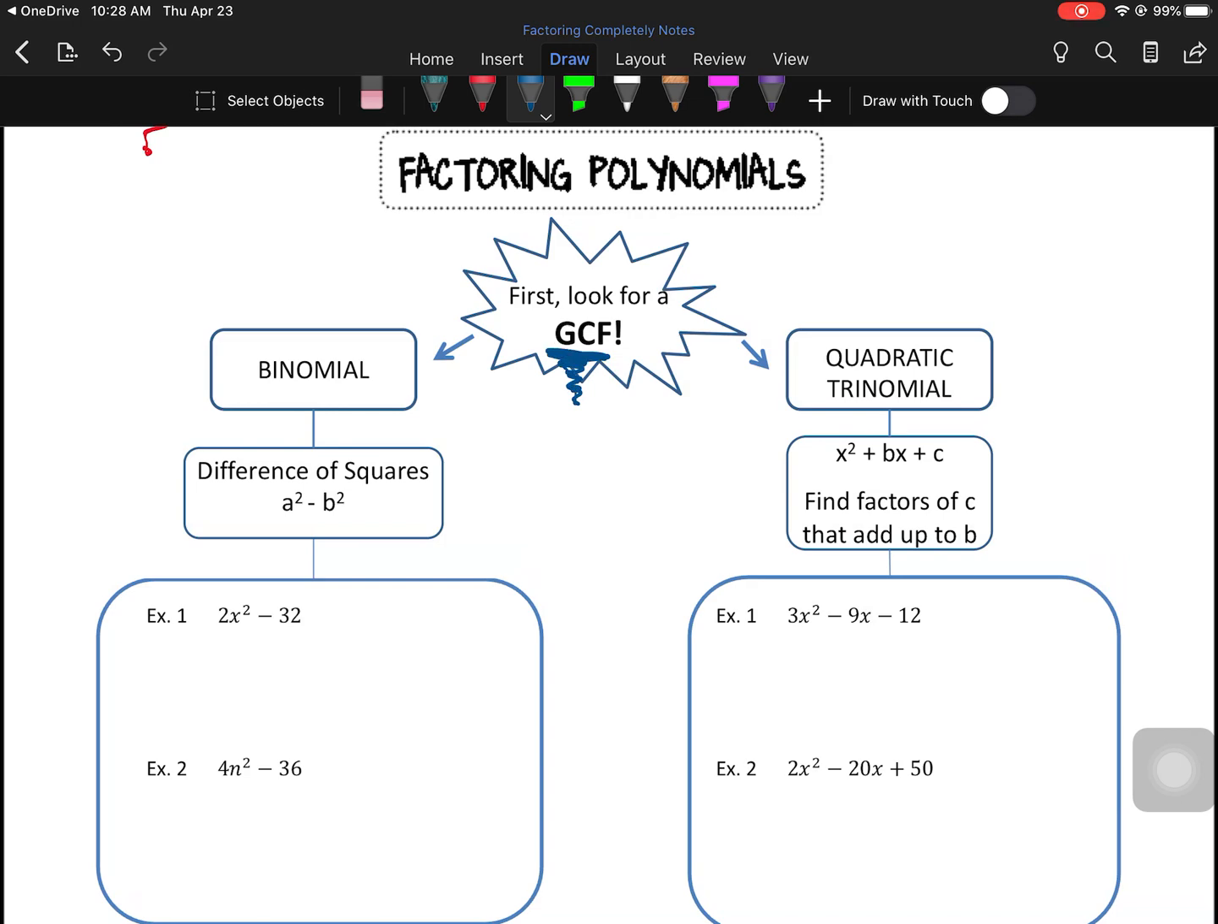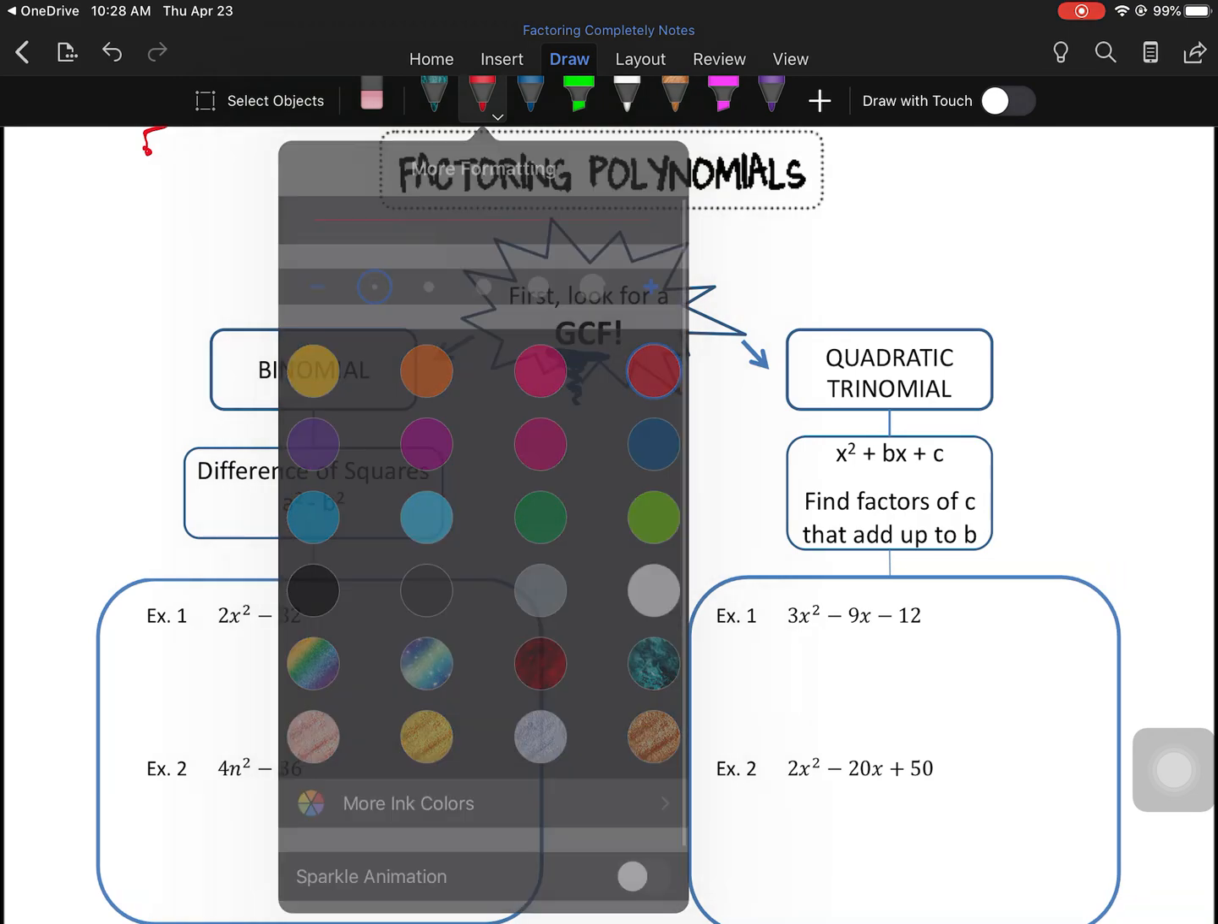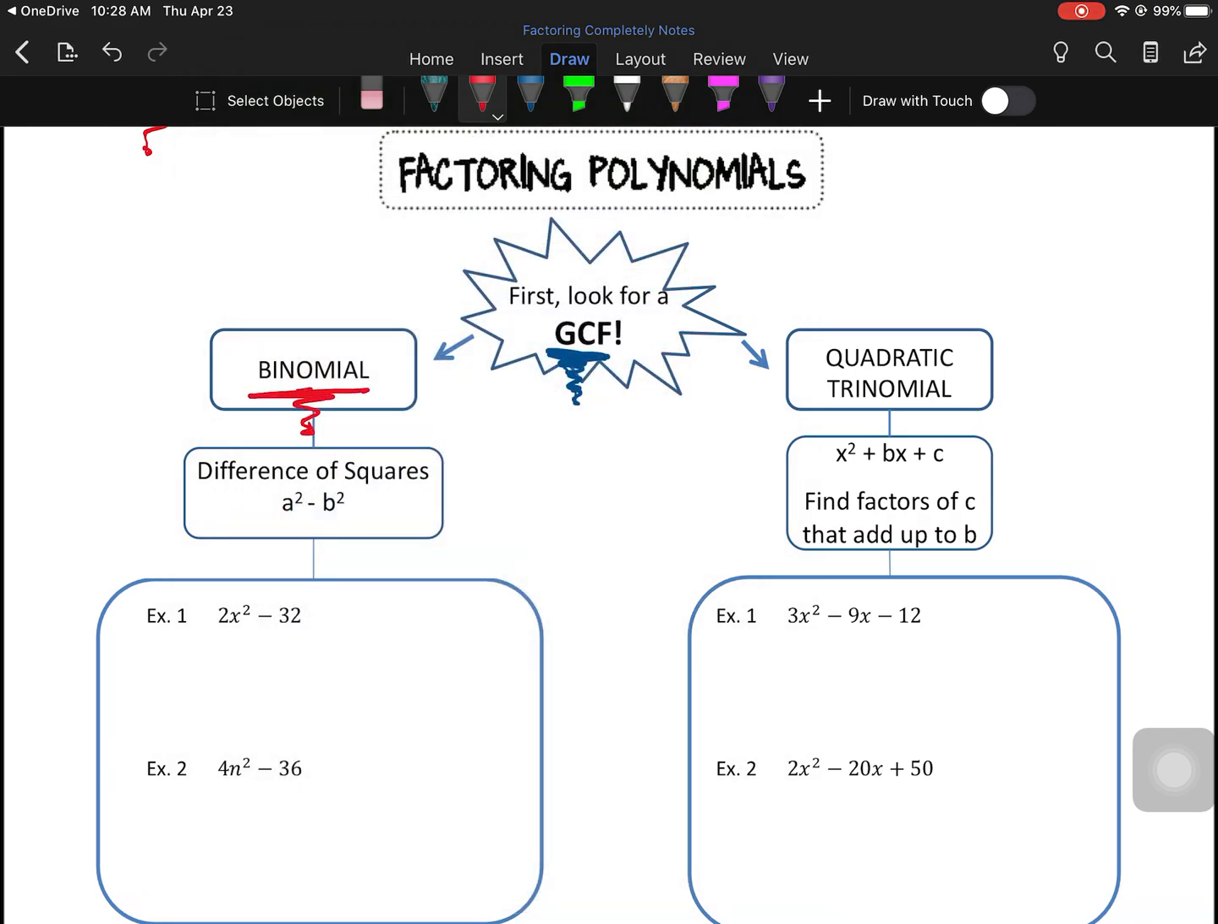And then after you look for your GCF and you pull out your GCF, which we're going to show you in a second, you're either going to be left with a binomial, which is 2 terms, or a quadratic trinomial, which is 3 terms, and the first term is squared, x squared. After we do that, we know how to factor difference of 2 squares, which is a binomial, and we know how to factor something that looks like this. That's when we get 2 numbers that multiply to C and add to B. We make our T-chart and we go from there.